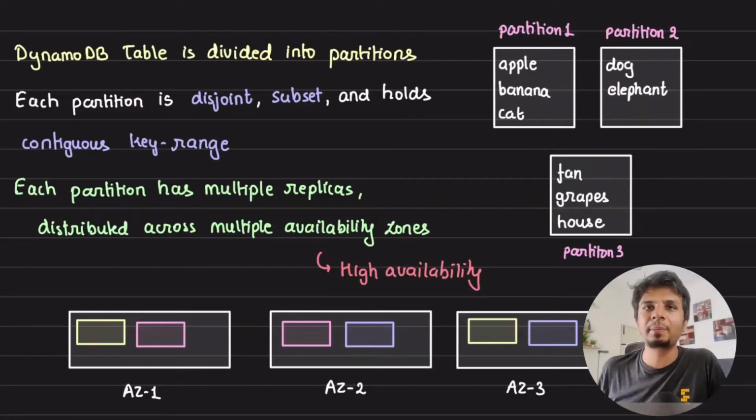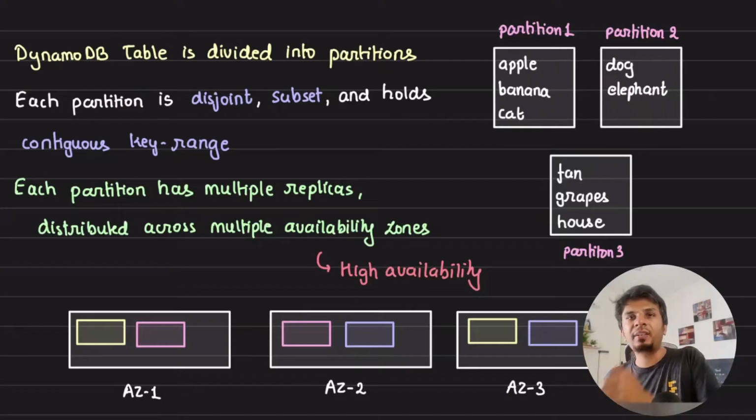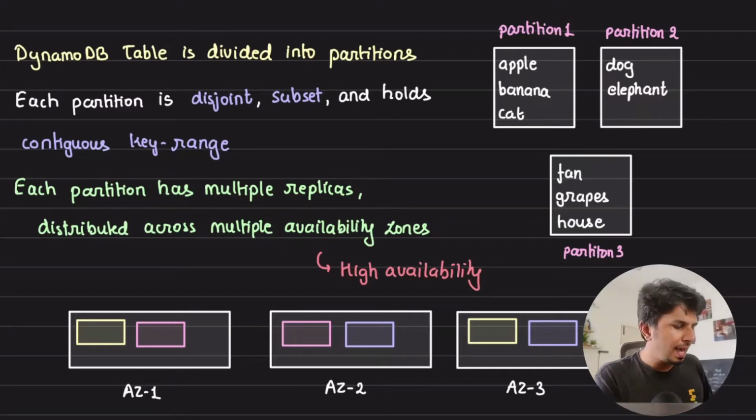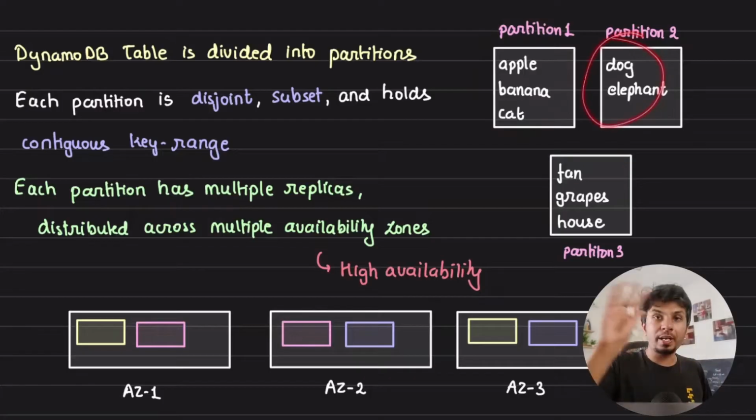So for example, let's say I have the words apple, banana, cat, dog, elephant, fan, grapes, and house, A, B, C, D, E, F, G, H. So you would see partitions that look something like this. Apple, banana, cat goes to partition 1. Dog and elephant goes to partition 2.